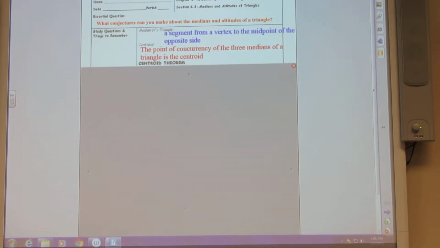We can draw 3 medians in a triangle. Sometimes you'll have 1, sometimes you'll have all 3. If I draw all 3 from each vertex to each midpoint of the opposite side, they are all going to meet at one point, which is known as the centroid. Right? The centroid is the point of concurrency of your 3 medians. So we have our centroid theorem.